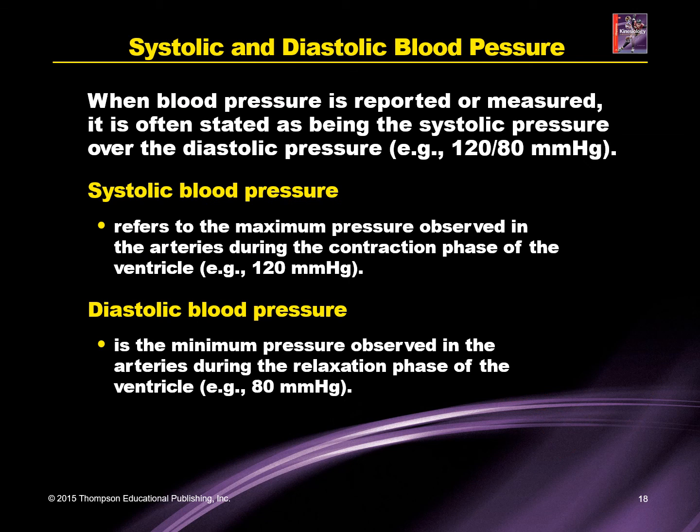So when blood pressure is reported or measured, it's often stated as systolic pressure over diastolic. For example, 120 over 80, which is what I just mentioned. Systolic blood pressure is the maximum pressure observed in your arteries during the contraction phase. So imagine your heart pushing blood through a tube. It's the measurement of that pressure when the blood is being pushed. That's systolic blood pressure. But when your heart is relaxed, that is the pressure in your arteries. Obviously, it's less because your heart is relaxed, so your arteries are going to be relaxed. That's the minimum pressure observed in your arteries.